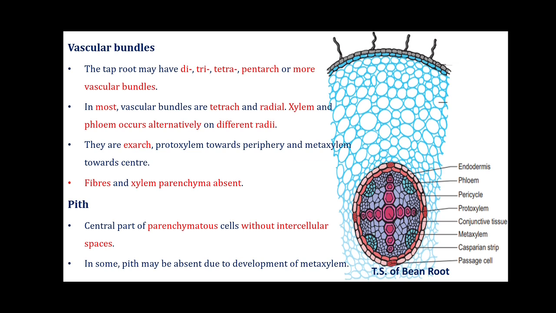The vascular bundle, as we already discussed, may be diarch, triarch, tetrarch or pentarch. The terminology indicates the number of units of xylem present. In most, the vascular bundles are tetrarch and radial. Tetrarch means 4 units of xylem, and radial means the xylem and phloem are present on different radii. Xylem and phloem occur alternately on different radii, as already said. They are exarch, protoxylem towards the periphery and metaxylem towards the center. Fiber and xylem parenchyma are absent.